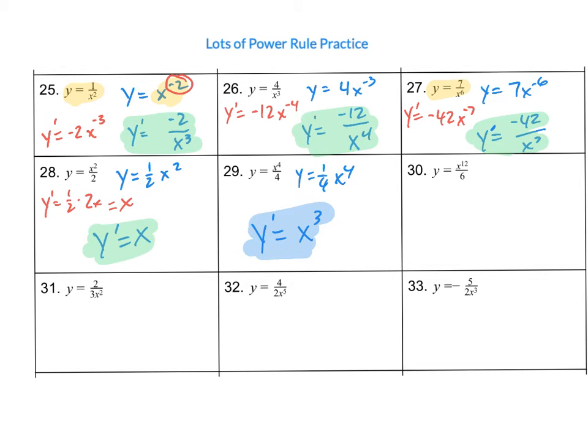That's fine. And then when I rewrite this one as 1/6 x to the 12th, when I bring that 12 down multiplied by the 1/6, that's actually a 2. So this is going to be 2x to the 11th. 12 minus 1 is still 11. Let's see if I can get that highlighter in green this time. There it is.